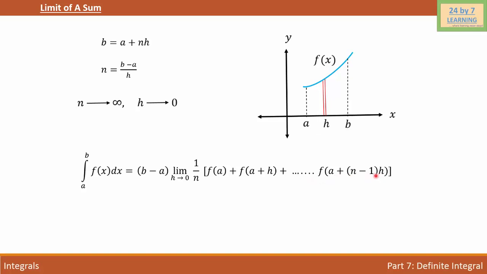So basically what we're doing is considering every single point at an interval of h and finding the value at those points, and then finding the limit of the entire sum. And if we do that, that is going to be equal to the integration from a to b of f(x) dx, where h is (b minus a) over n, and if h tends to 0, n will tend to infinity.